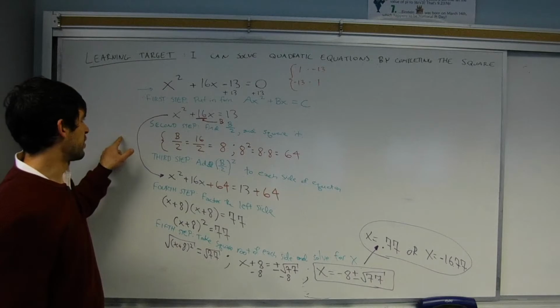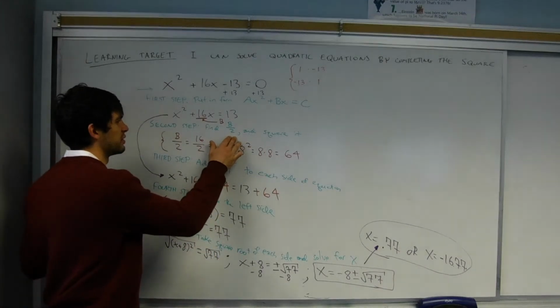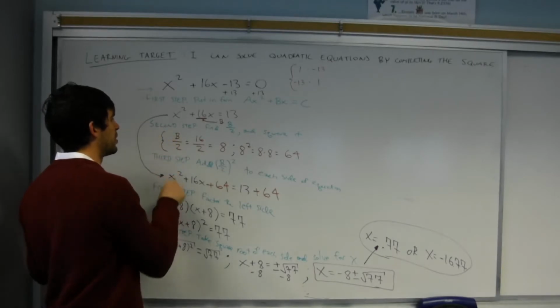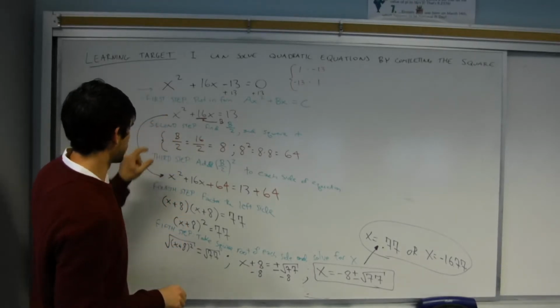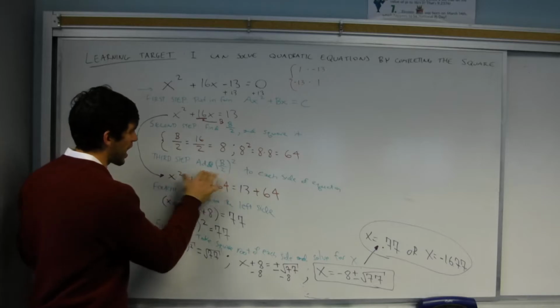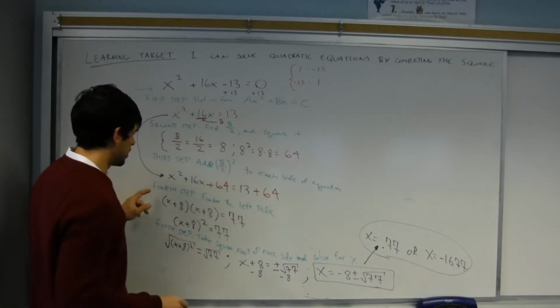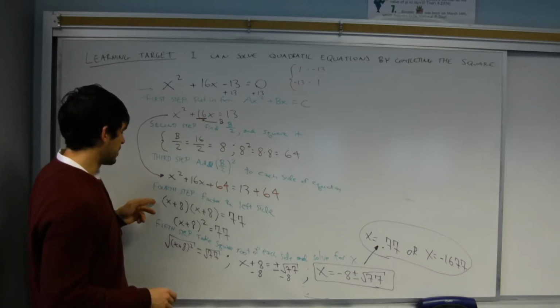Then we want to find what b over 2 is and square it. This is kind of a side step. Then we go back to our original equation. We add b over 2 squared to each side. Then we factor the left side.